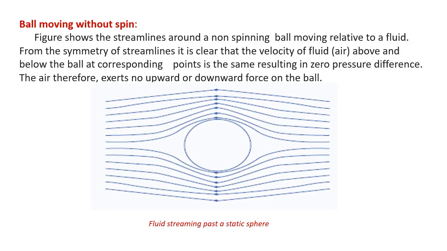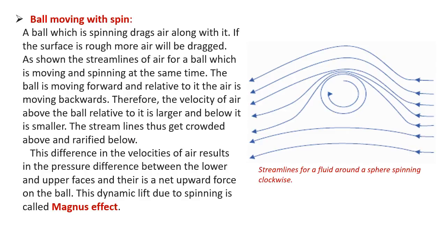Now consider the second situation, ball moving with a spin. A ball which is spinning drags air along with it. If the surface is rough, more air will be dragged. As shown, these are the streamlines of air for a ball which is moving and spinning at the same time. The ball is moving forward and, relative to it, the air is moving backwards. Therefore, the velocity of air above the ball relative to it is larger and below it is smaller.